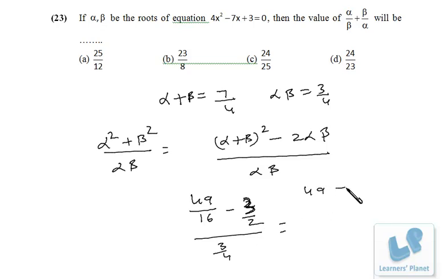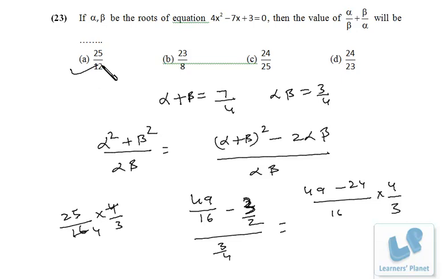I just solve it. It's 49 minus 24 by 16 into 4 by 3, right? Now what is 49 minus 24? It's 25, right over here. 25 by 16 into 4 by 3. So it's 25 by 12, right? As simple as that. I hope you are getting me now.